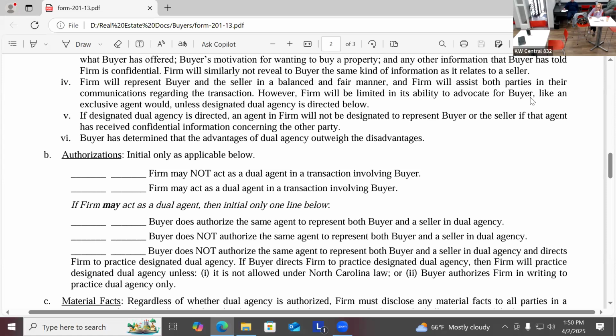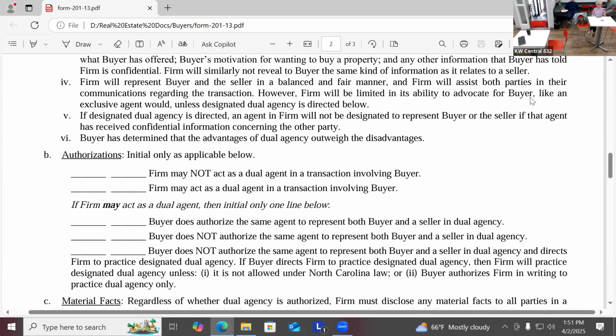So the buyer does authorize the same agent to represent both the buyer and the seller in dual agency. There are a few cases where agents practice single agent dual agency. Most of our agents do not. So in a rare case, will this one be initialed? What I see is a lot of people initial here.